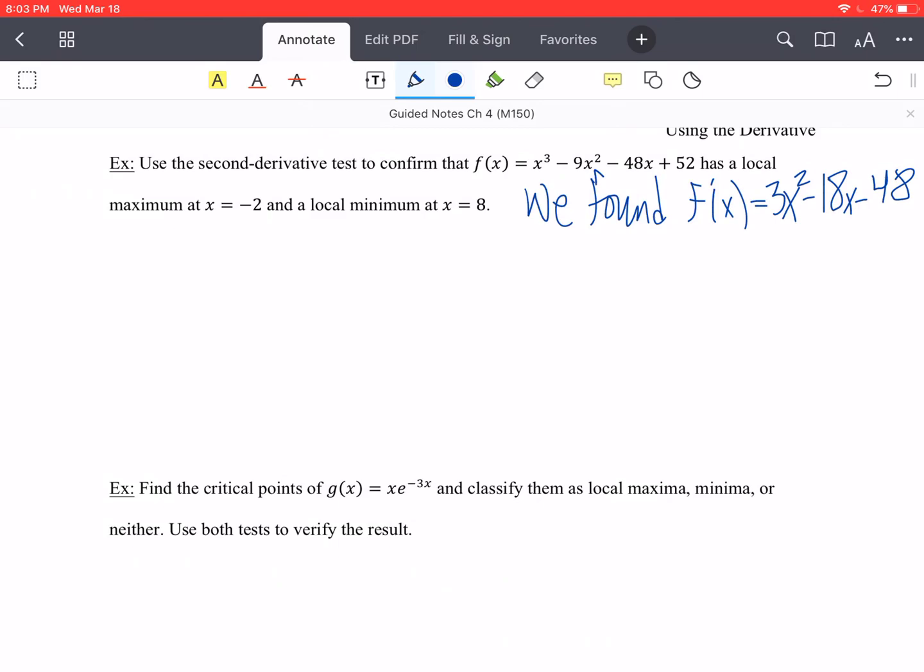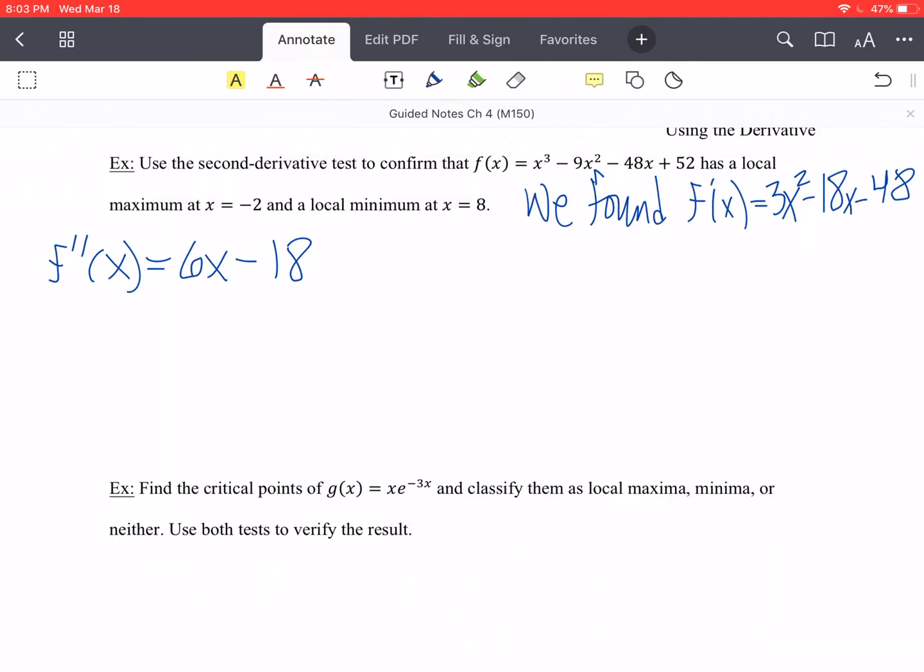So to get the second derivative, we need to just take the derivative of this one. Again, we're going to employ the power rule here. Power rule says we have 3x squared, bring down the 2, so that becomes 6x to the first, minus 18 times 1, and then minus 0, right? That's the 48.